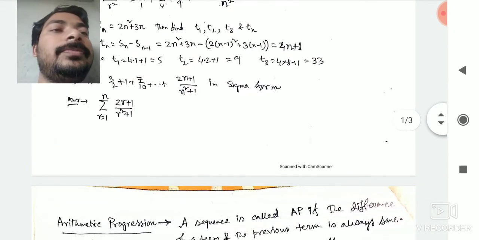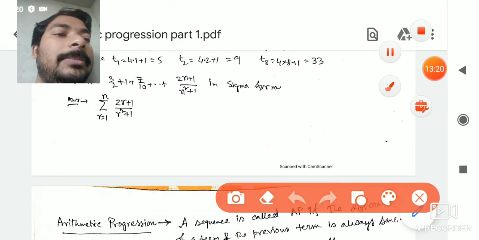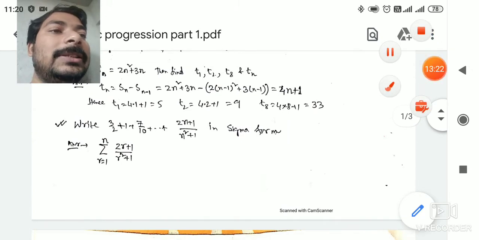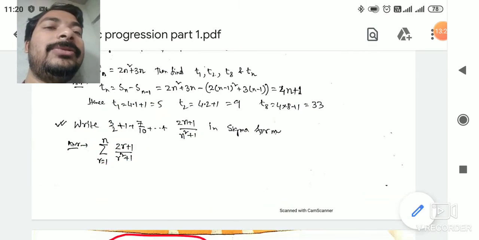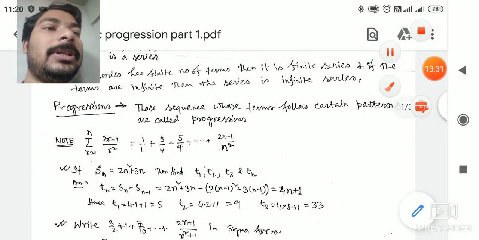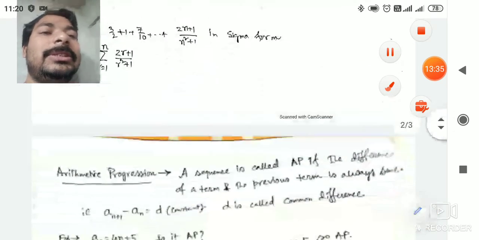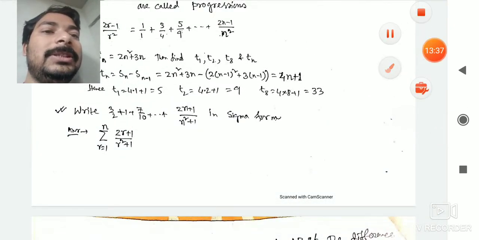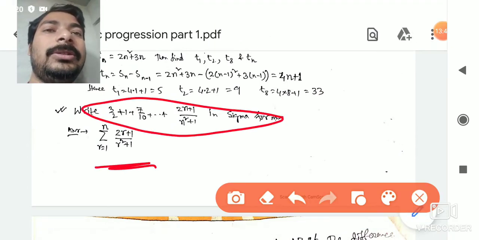Now you have one question here. I have given a series. Look, this is a series. Write down this series in sigma form. I have already given you the idea of sigma form. Look here, it is already given. So write down this series in sigma form. It is your home task. This is the answer. You can write this.